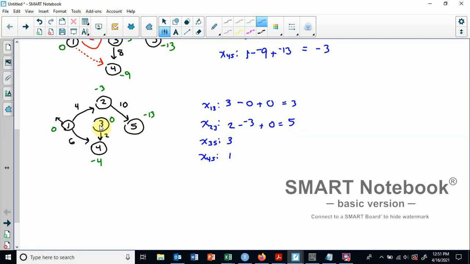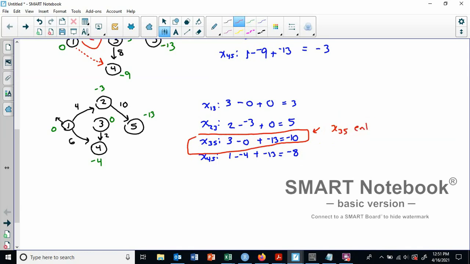Let's check 3 to 5. 3 is 0, so minus 0. Plus 5 has a negative 13 as a dual. That is pretty attractive considering it's at negative 10. 4 to 5 would be minus negative 4 plus negative 13. That will be negative 8. So we have two attractive variables to enter the basis, but this one is the most attractive. So pick the most negative number. So that's the most attractive. So x35 enters the basis.